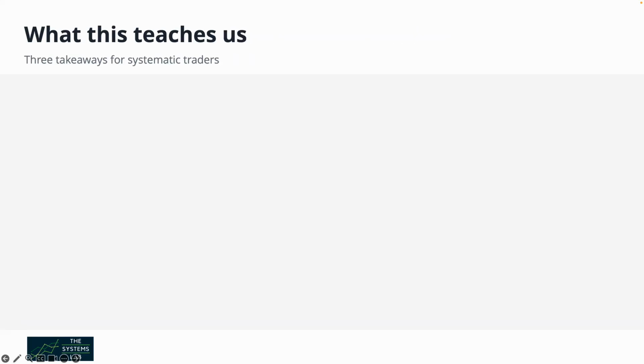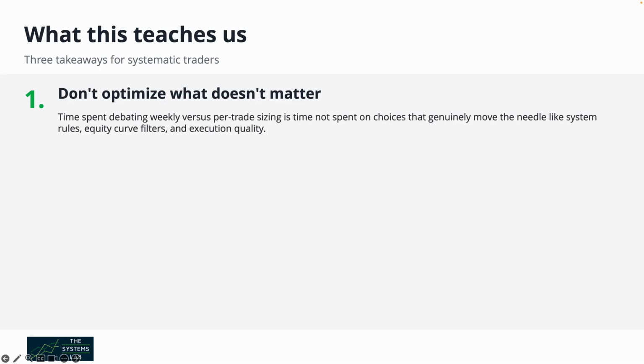So what does this teach us? What are some of the takeaways for us as systematic traders? Well, first of all, don't optimize what doesn't matter. Time spent debating weekly versus per trade sizing is time that you're not spending on choices that actually move the needle, like system rules, like equity curve filters, like execution quality, mistake analysis, that kind of thing.